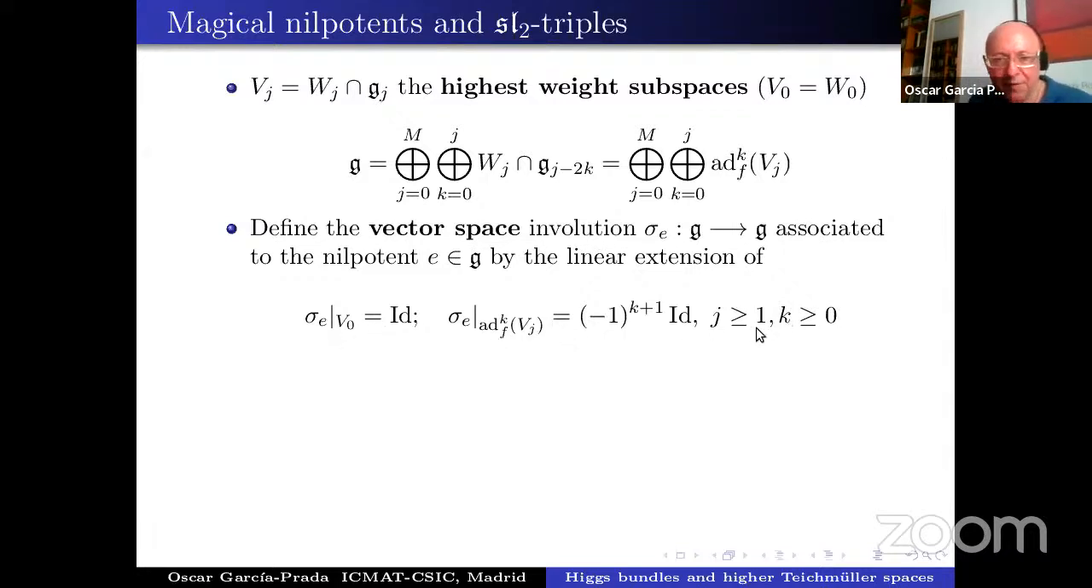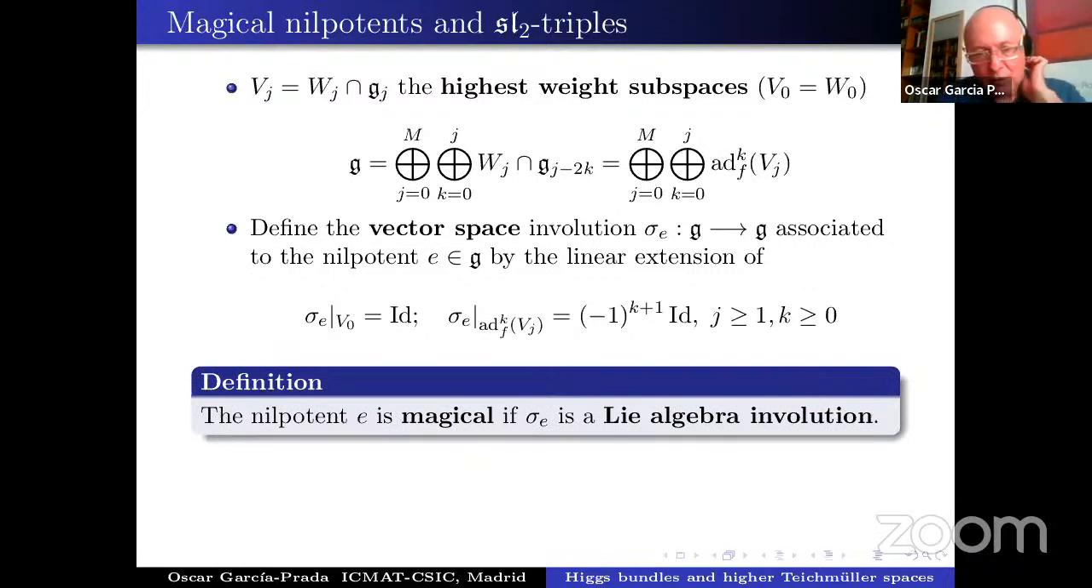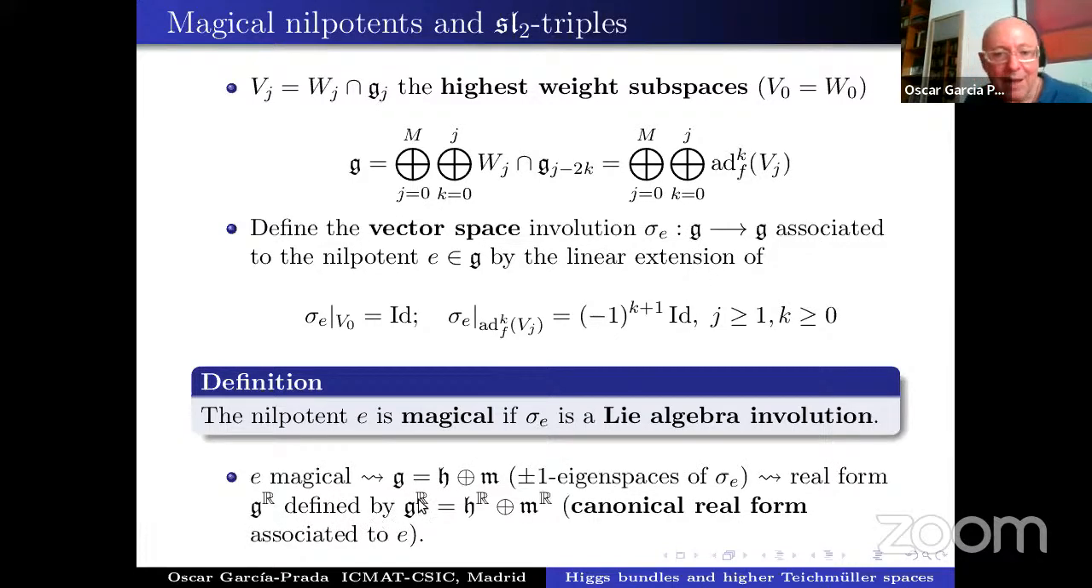You can believe me, this defines an involution in the vector space, but then something special happens sometimes. And this is what gives rise to the notion of magical, for lack of another name, we call this magical SL2 nilpotent, when this vector space involution is actually a Lie algebra involution. That happens sometimes. And when that happens, you can decompose the Lie algebra G into H plus M, the plus and minus one eigenspaces.